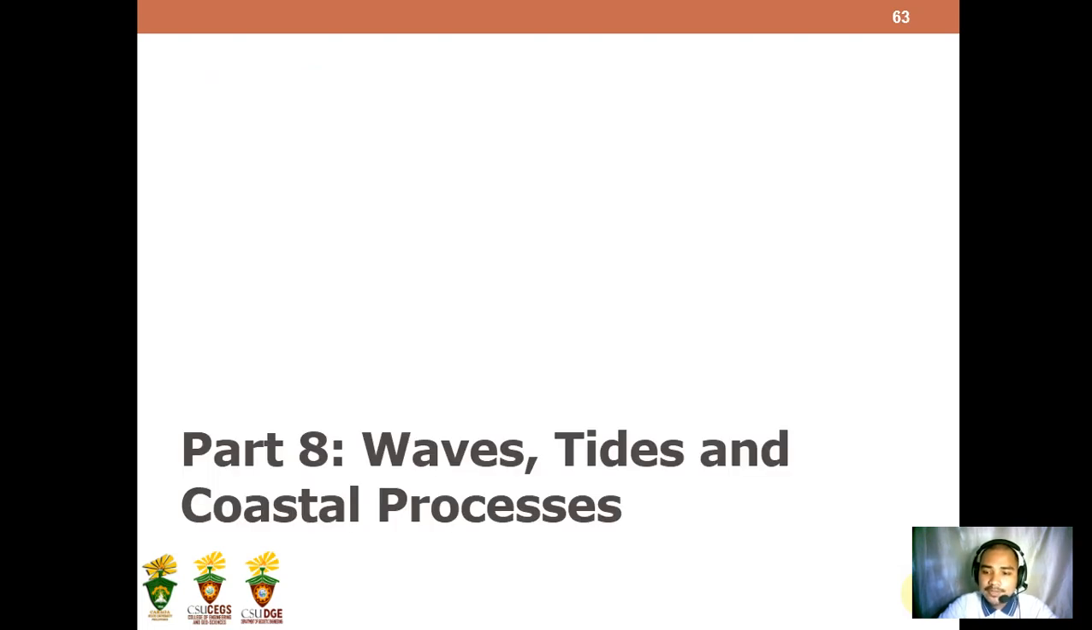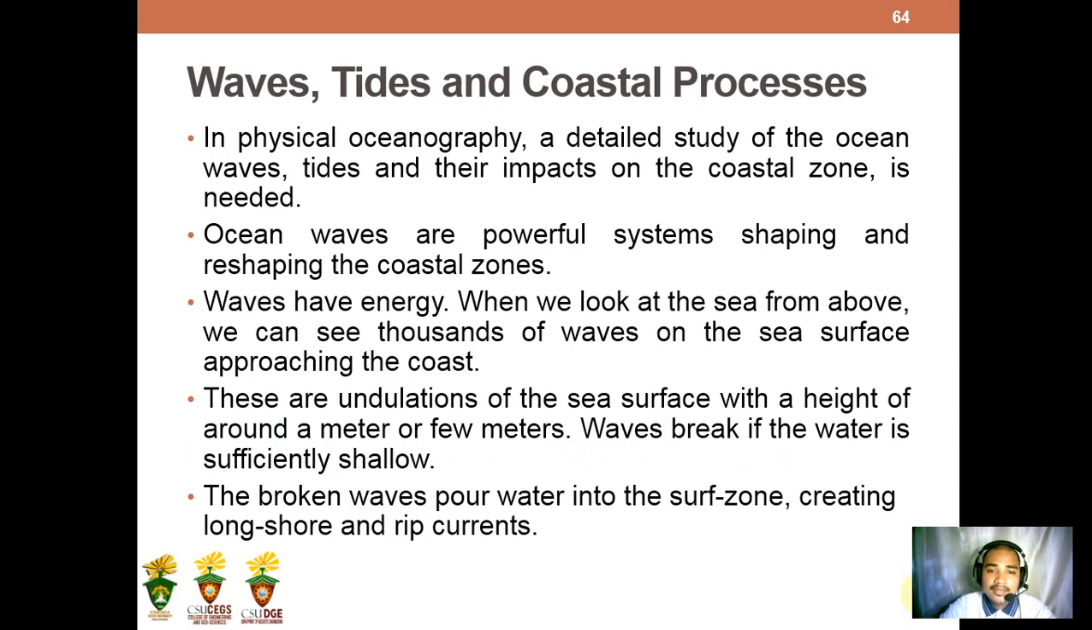Alright, so much for part 7. Let's go to part 8 of this material, which is all about waves, tides, and coastal processes. Now, in physical oceanography, a detailed study of ocean waves, tides, and their impacts in the coastal zone is very much needed. Not only the physical aspects, but we need to understand the motion of these tides, waves, and other coastal processes.